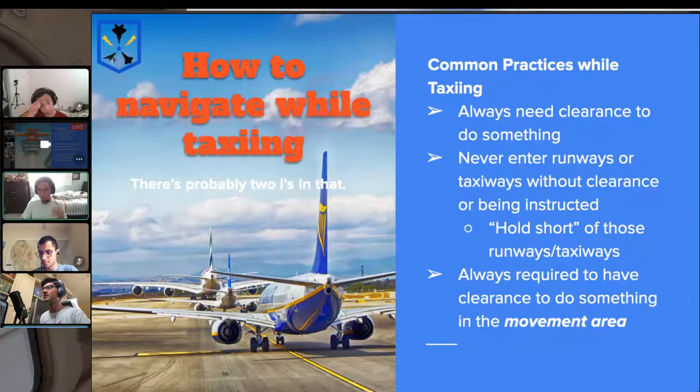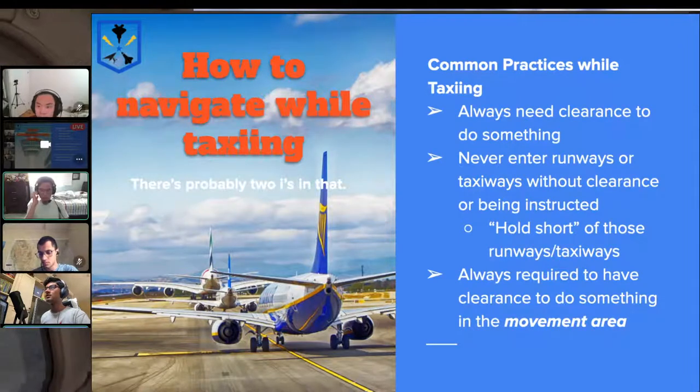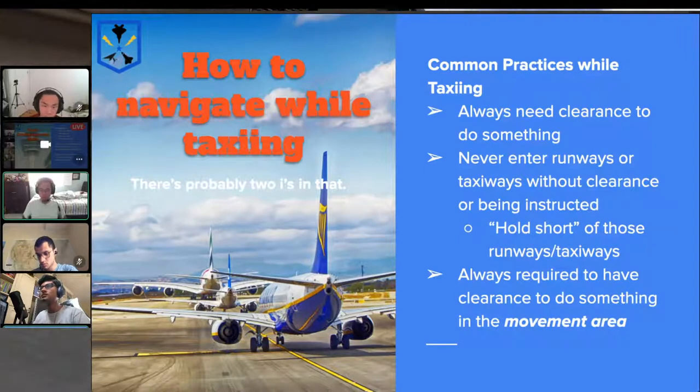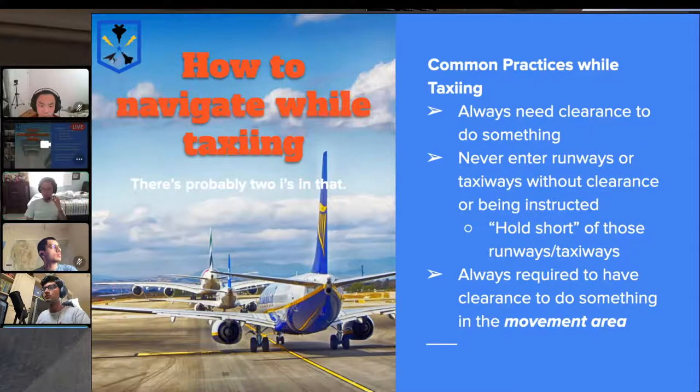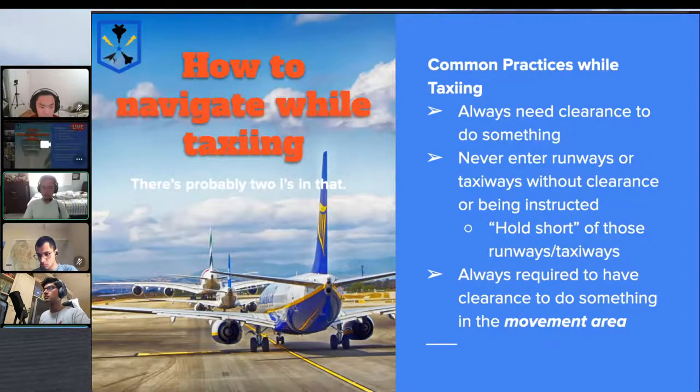All right, so common practices while taxiing. Nikhil already showed you how to taxi with the chart. You basically use the signs on the airport and you follow the chart, you get to where you need to be. So common practices while taxiing is that you always need clearance to do something. You guys heard Nikhil request for taxi because ATC asked him to tell when he's ready to taxi. And when Nikhil stated he was ready to taxi, he got clearance, which is to taxi Charlie, the 28 right. That's your clearance to do something. So never enter runways or taxis without clearance or being instructed to.